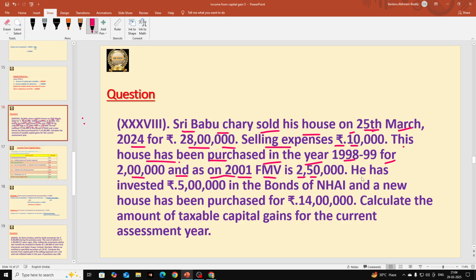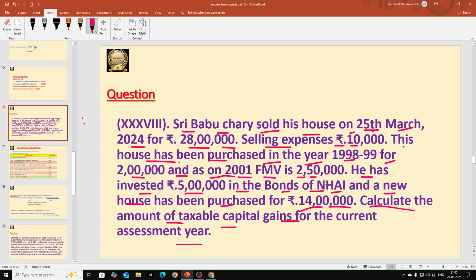And next, he has invested 5 lakhs rupees in the bonds of NHAI. So these are notified as specified securities, students. If you invest money in the bonds of NHAI, this is eligible for reduction under section 54EC. Okay, and he purchased a new house for how much price? For 14 lakhs. He is selling one house and he is again purchasing another house. This is eligible for reduction under section 54. Okay. So next, calculate the amount of taxable capital gain for the current assessment year.